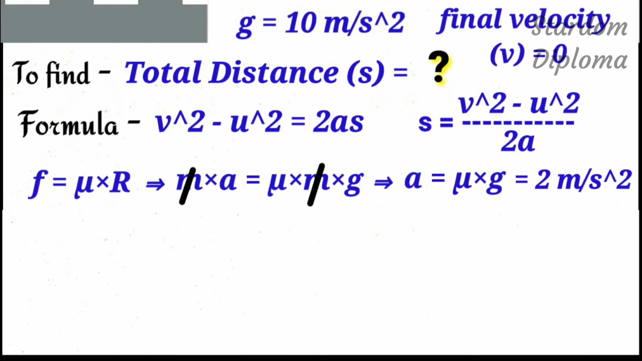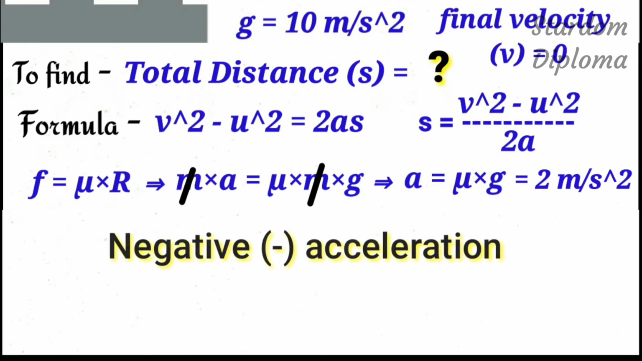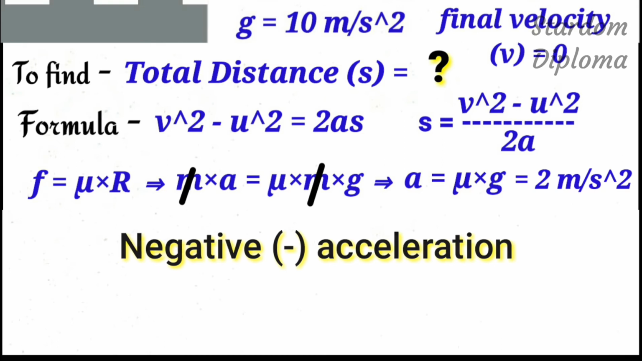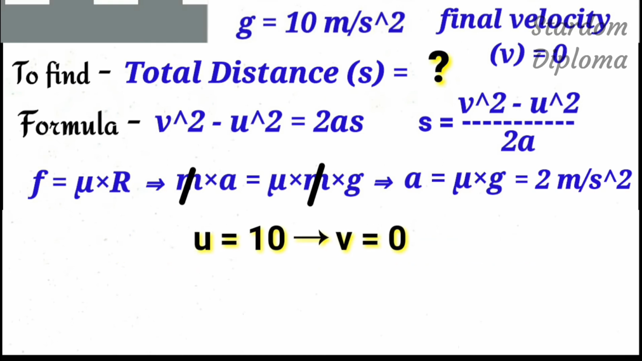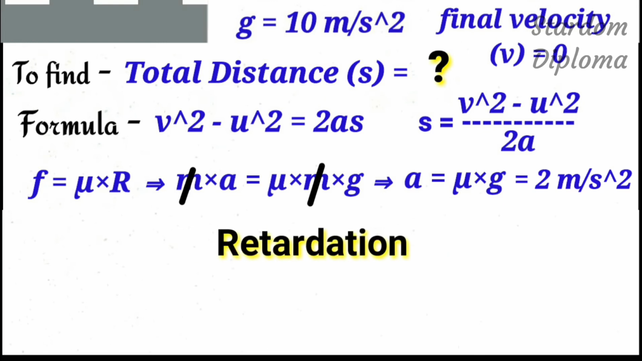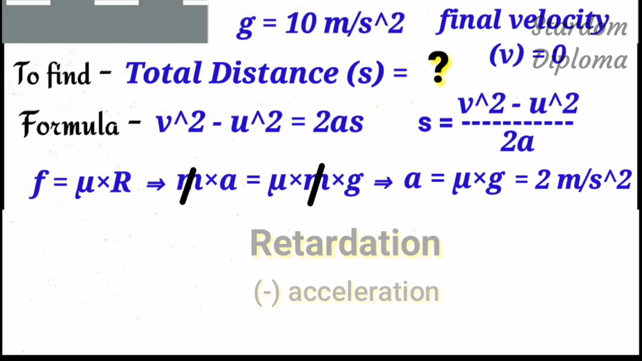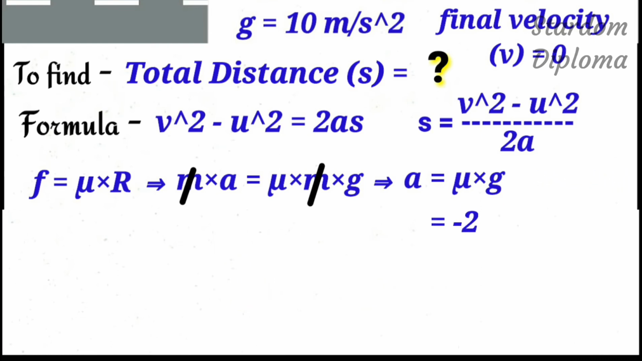Here our acceleration will be negative. Why? Because the initial velocity was 10 meter per second, and when the body reached rest, the final velocity v becomes 0. That means there is a decrease in velocity. Decrease in velocity is nothing but retardation, or negative acceleration. Increase in velocity is positive acceleration, and since the velocity is being decreased, the value of acceleration will be negative. So here the value of acceleration a will be minus 2.